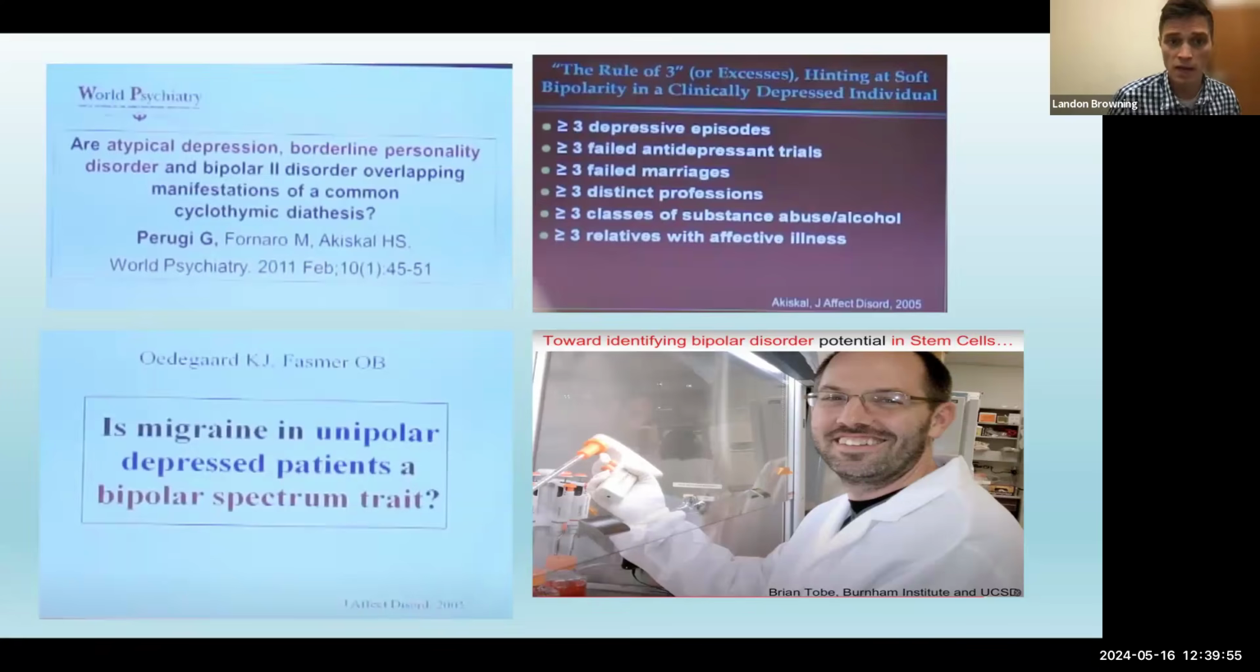There's a paper, Is Migraine in Unipolar Depressed Patients a Bipolar Spectrum Trait? And then this is my favorite, Towards Identifying Bipolar Disorder Potential in Stem Cells.